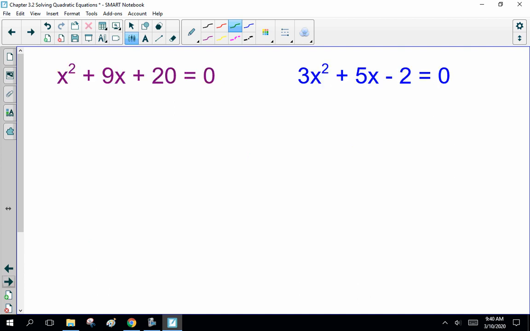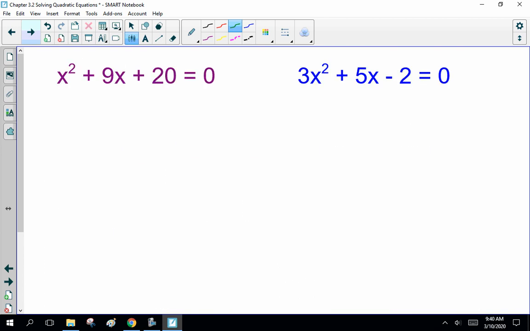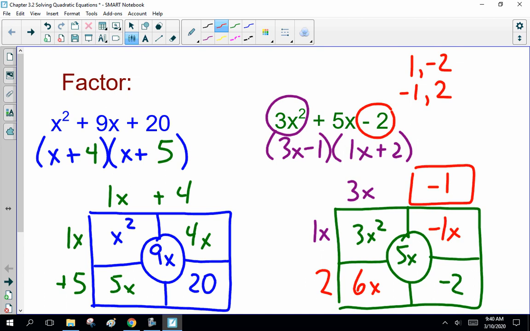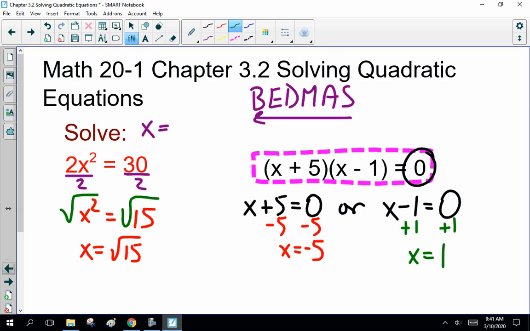I'm going to be slightly nastier and ask you to solve something like this. Now, where have we seen x squared plus 9x plus 20 equals 0? Where have we seen x squared plus 9x plus 20? Right back here. That's x plus 4 times x plus 5 equals 0. And where have we seen 3x squared plus 5x minus 2? Right back here, 3x minus 1, x plus 2. Now the only thing new here is the equals 0 part. So all of a sudden, we have two factored quadratic equations. And they look just like what we solved here.